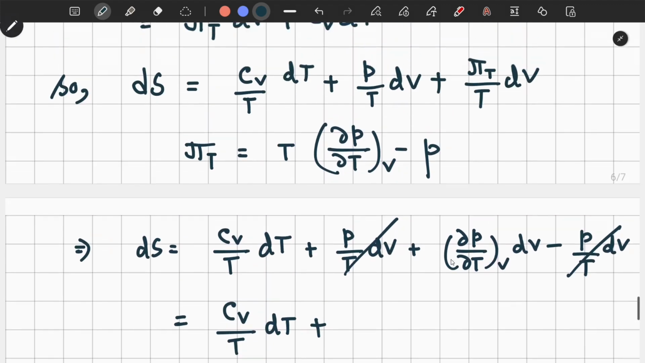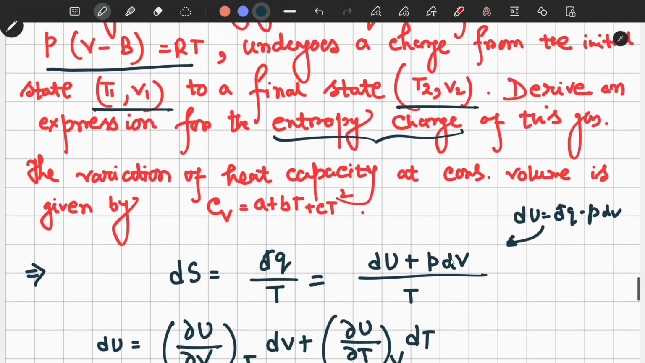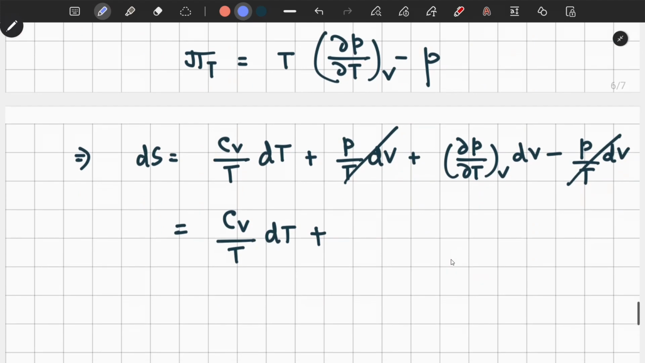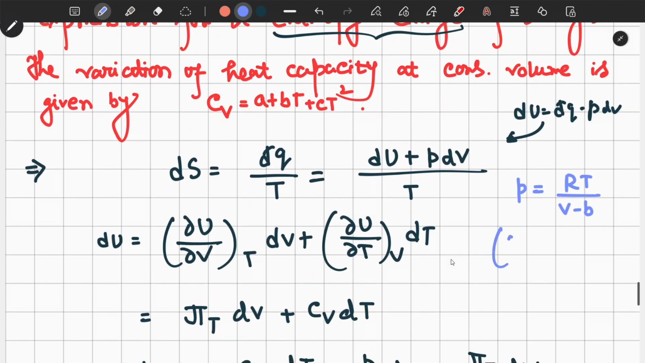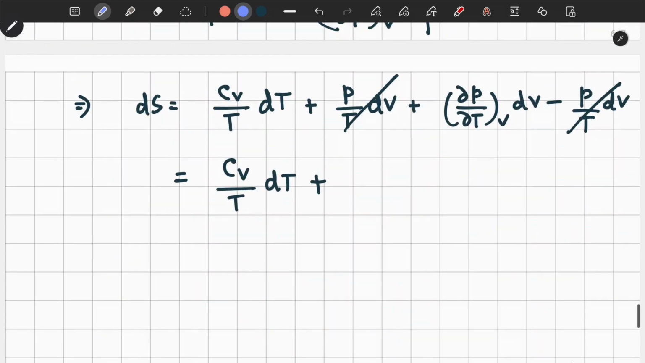And what is dP dT? Because it is given, what is given? P equals RT by V minus b, that is given, right? Del P del T at V will be R by V minus b. Is it correct?